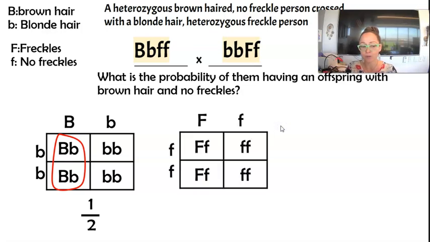So we do the Punnett square, and we find it's a 1/2 chance that they're going to have an offspring with freckles. So what's the probability or the likelihood of an offspring being born with both brown hair and freckles is we're going to multiply these fractions. So when you multiply 1/2 times 1/2, it's going to be 1/4.